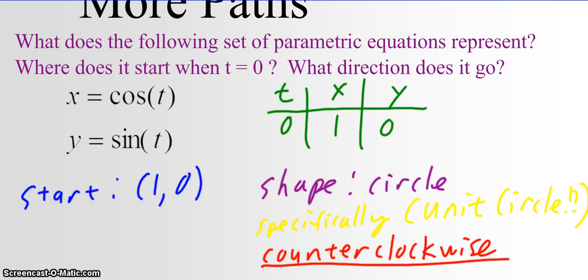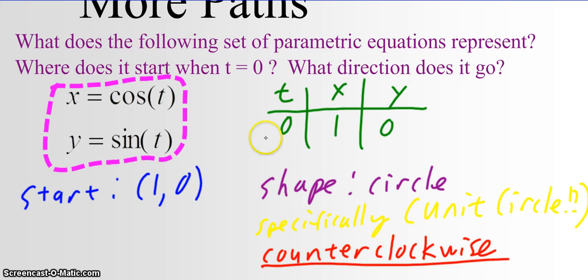Okay, so if we start to plug in points, specifically if I plug in t is 0, x is 1, and y is 0. So I know I start at the point (1, 0). Now, if I look at these equations, what are they saying? Well, the first one is saying x is cosine, y is sine. That is what we say for the unit circle. So if you continued to plug in points for t and plot them, you would see that your shape is a circle. Specifically, it's going to be the unit circle.